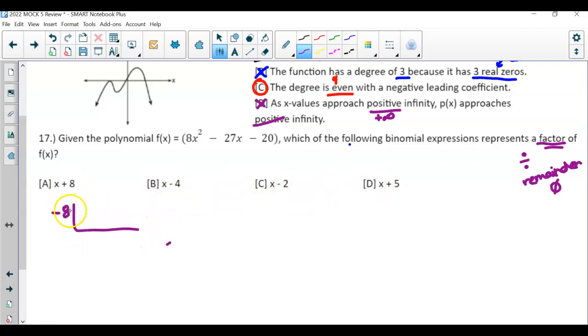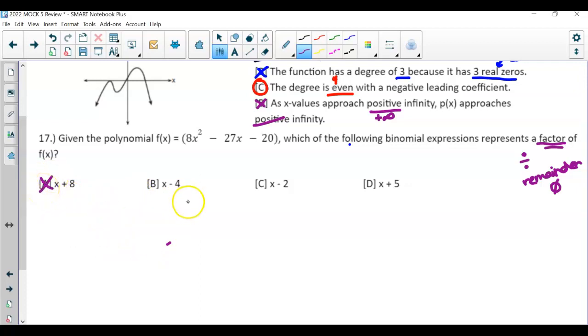I'm going to set this up as -8. You don't need a 0, so 8, -27, and -20. Now I'm going to go through using synthetic division, bring the first one down below, and then multiply. So -8 times 8 is -64. Here I've got -91. Now I can already tell that this is going to be a negative times a negative, which is a positive 729. So that is not my answer because I need a remainder of 0.